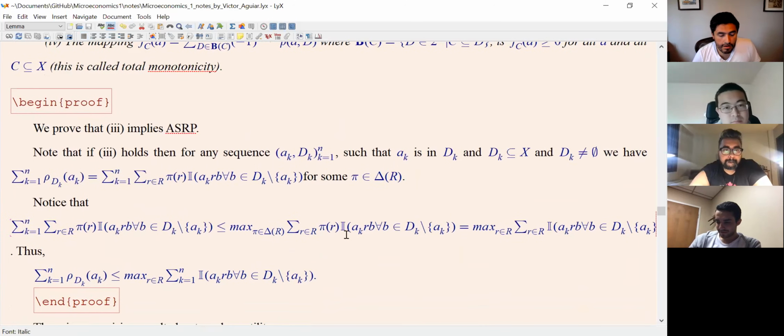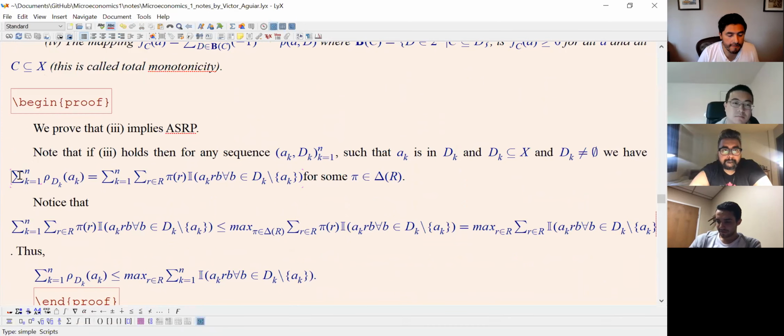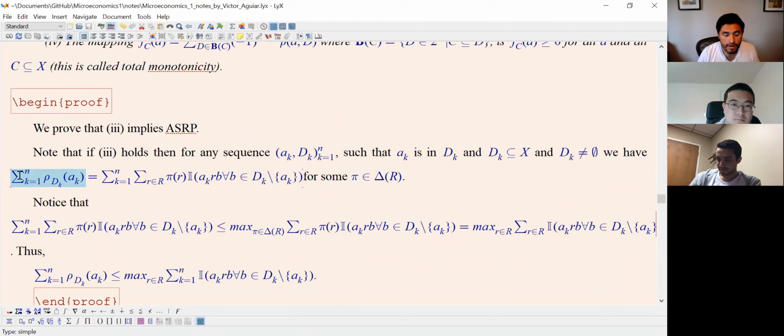This one is super easy. I just take the definition of random utility, which is the fact that inside this summation over the sequence of data, I have my expectation. This is the expectation over preference types of this indicator function. Now, notice that if I maximize over the probability of types here, this has to be an upper bound, because it's the maximum.